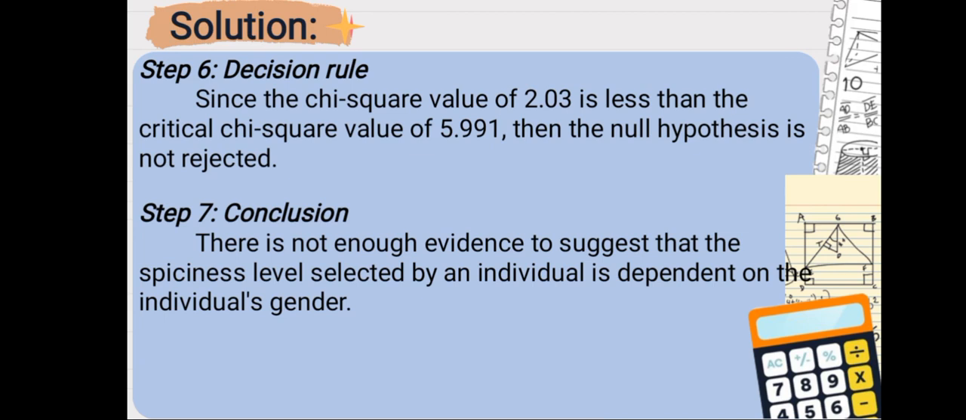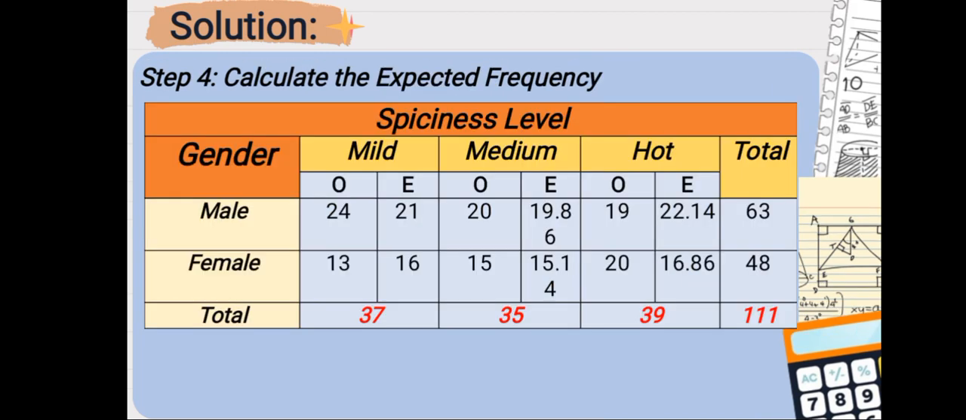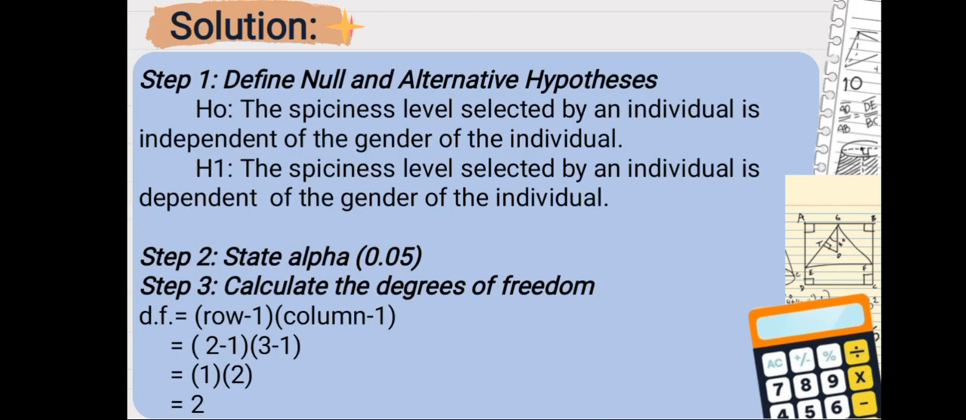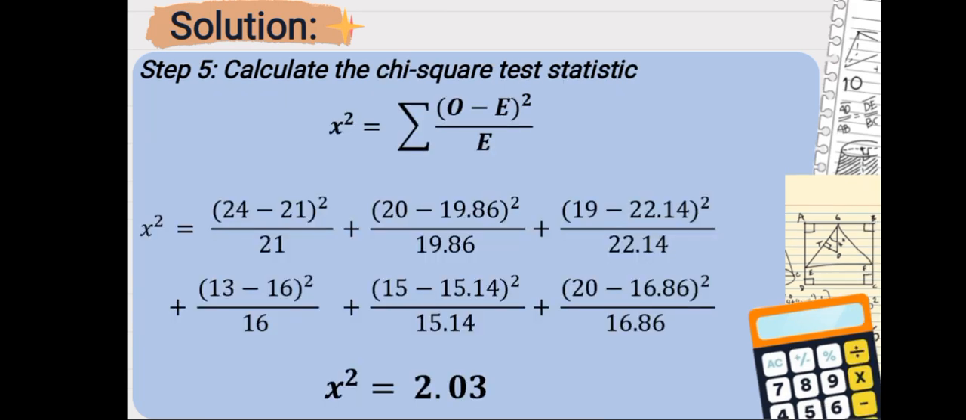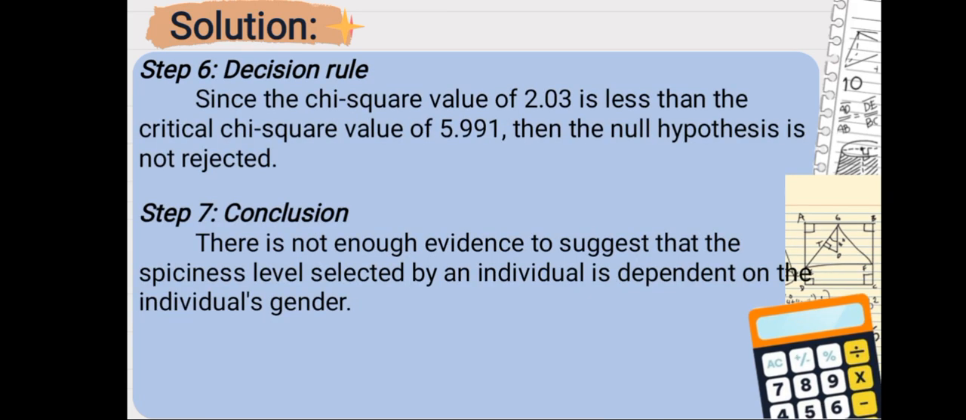Then our critical value. Our alpha is 0.05 and our degrees of freedom is 2, so based on the critical value table in the PPT, the critical value is 5.991. So since the chi-square value of 2.03 is less than the critical value, the null hypothesis is not rejected.